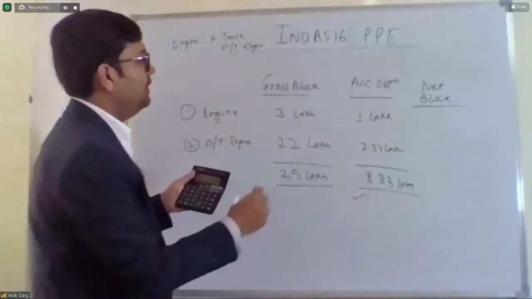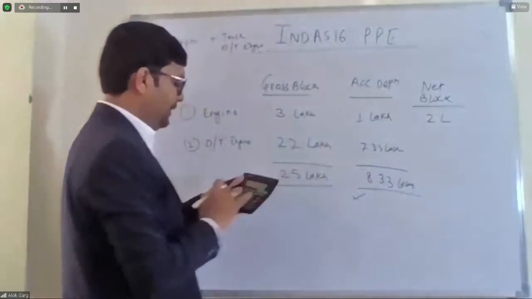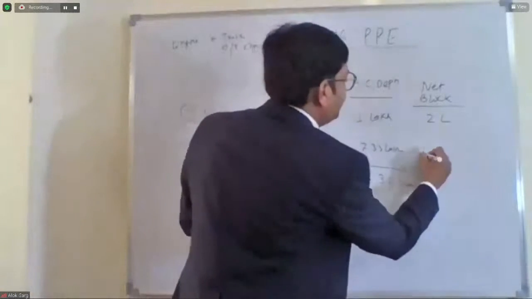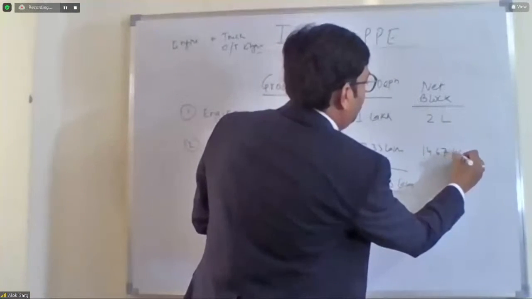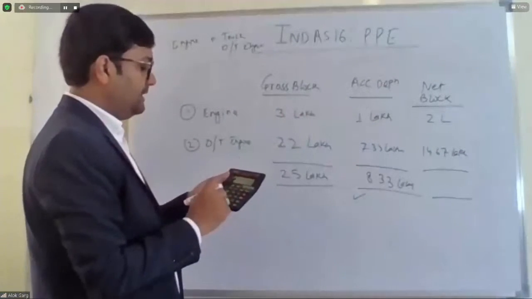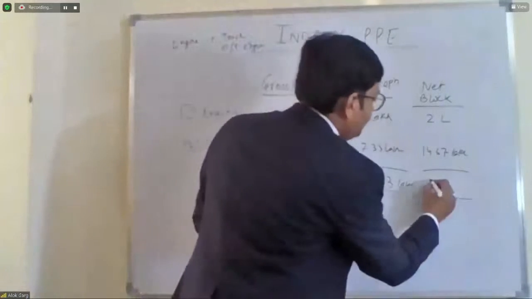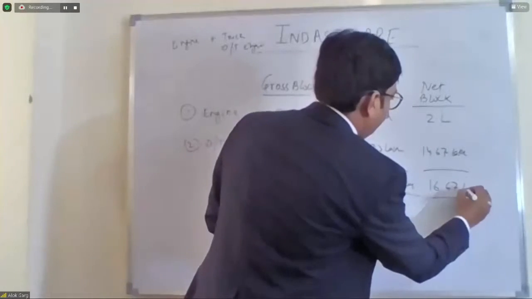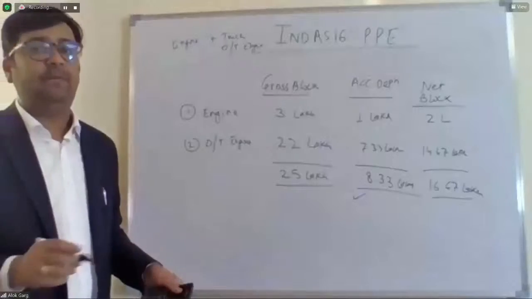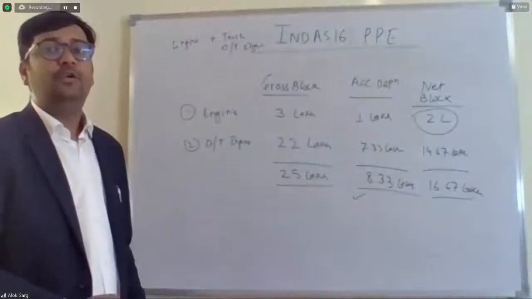What is the net block? 3 minus 1, 2 lakh is the net block. 22 minus 7.33, 14.67 lakh is the net block of other than engine, and the remaining net block of the total is 25 minus 8.33, 16.67 lakh. So at the time when the engine had been replaced, the net block of the engine is lying at 2 lakh rupees.